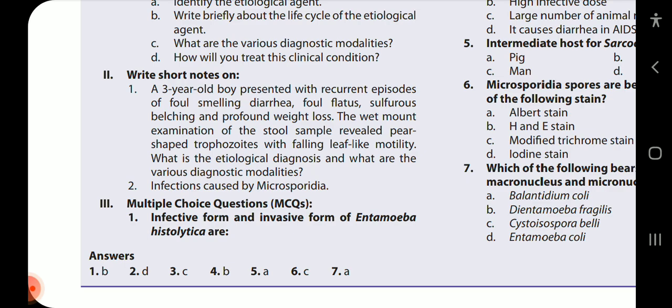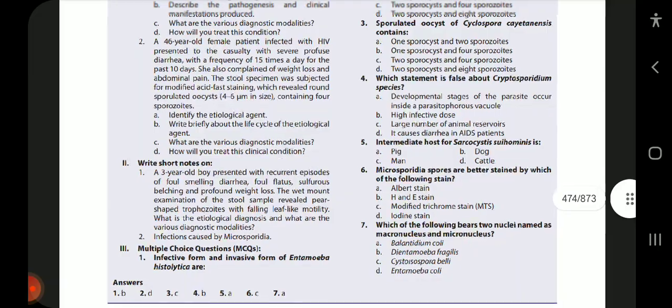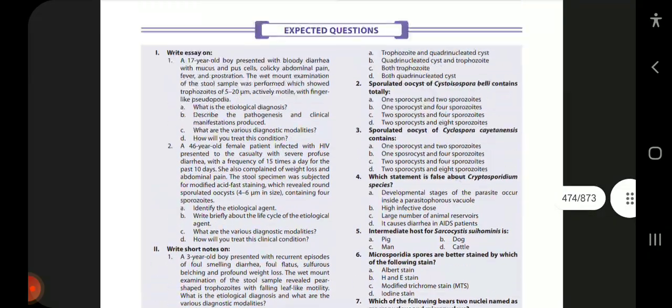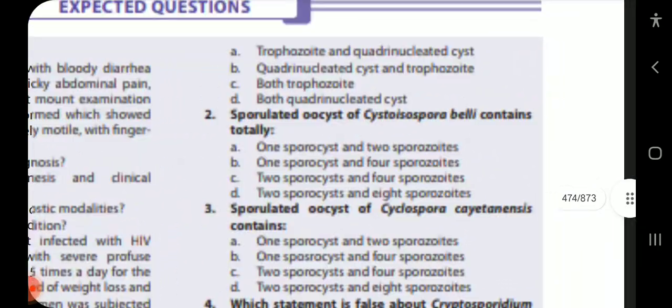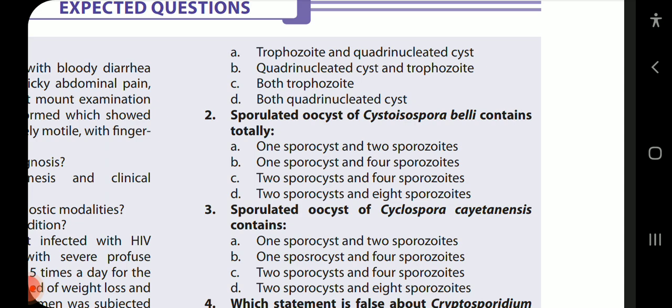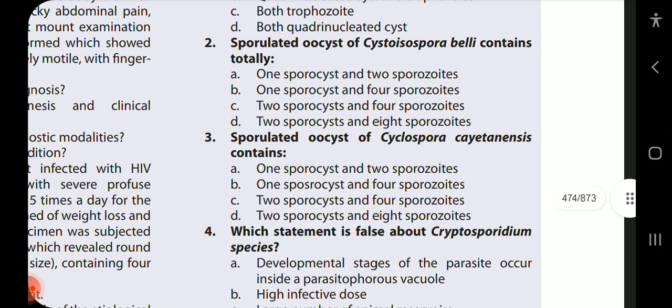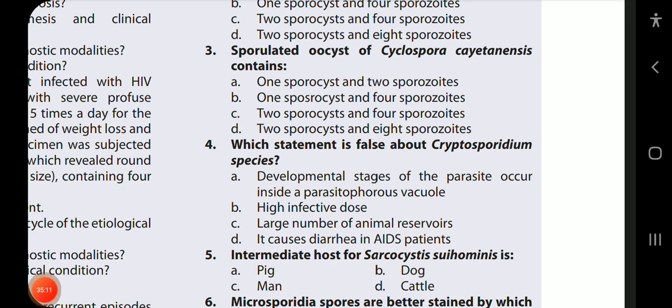Now, the infective form and invasive form of Entamoeba histolytica are: trophozoite, uninucleated cyst, no. Quadrinucleated cyst and trophozoite, it is correct. A sporulated oocyst of Cystoisospora belli contains two sporocysts with four sporozoites each. Okay. Sporulated oocyst of Cyclospora cayetanensis contains two sporocysts and four sporozoites.